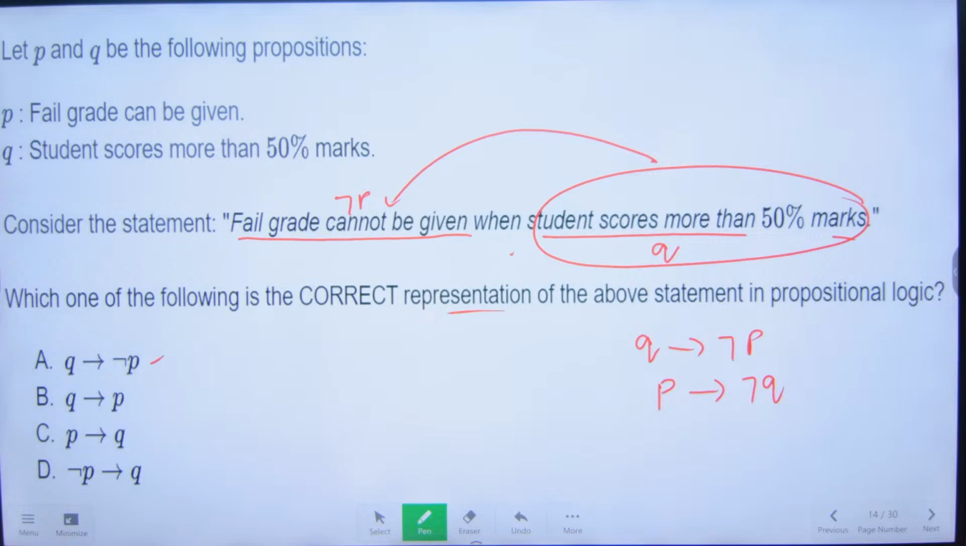Clear? So these statements definitely, because you know that a conditional statement is equivalent to its contrapositive only, so definitely you can say that only a single answer is correct. But now can you tell me what is this statement? Both.